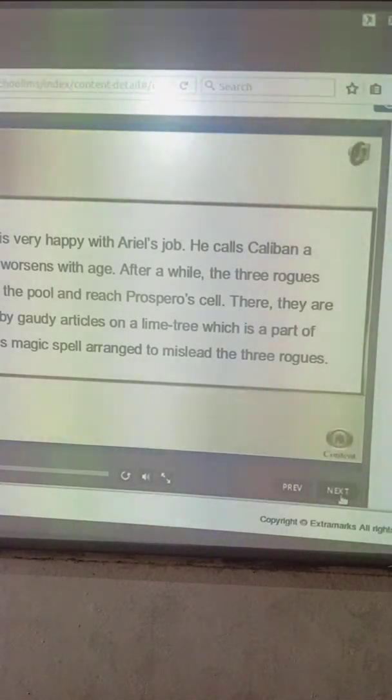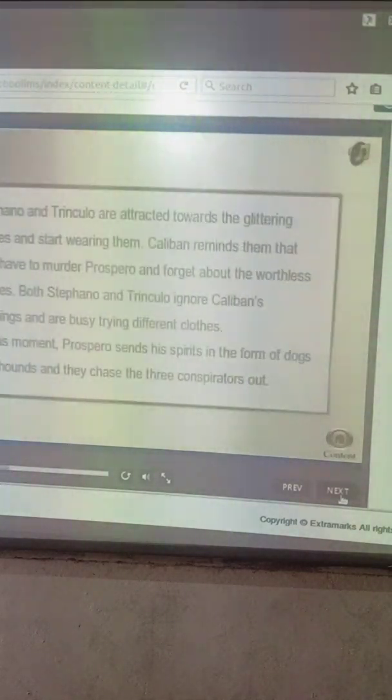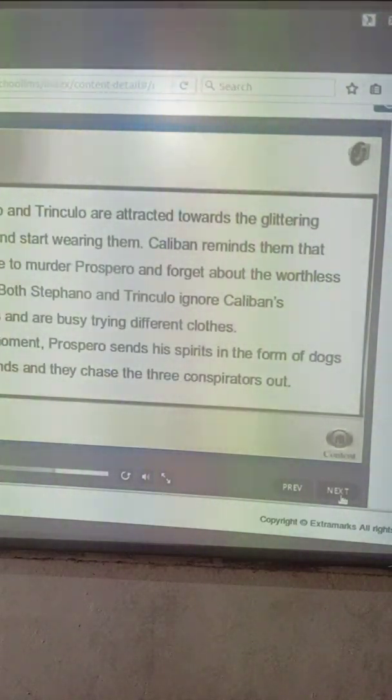There, they are attracted by gaudy articles on a lime tree, which is a part of Prospero's magic spell, arranged to mislead the three rogues. Stefano and Trinculo are attracted towards the glittering clothes and start wearing them. Caliban reminds them that they have to murder Prospero and forget about the worthless clothes. Both Stefano and Trinculo ignore Caliban's warnings and are busy trying different clothes.